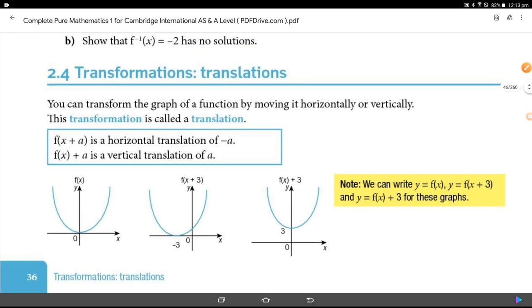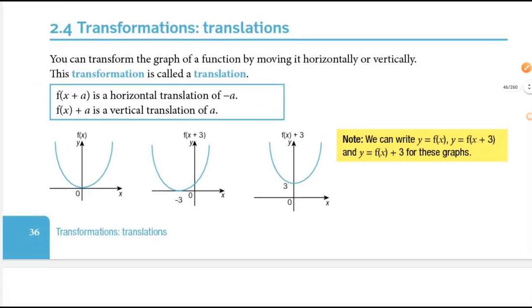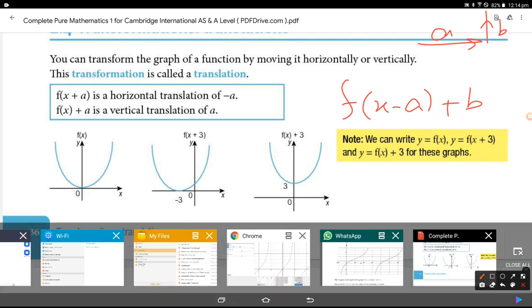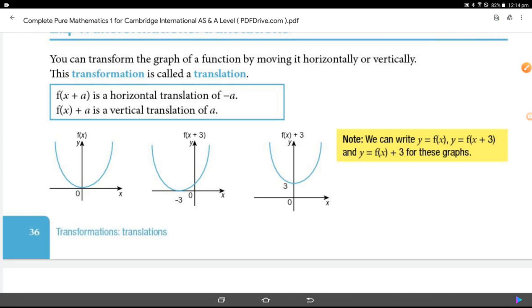How come, sir? Look here, I'm going to show you. For example, f(x - a) + b. So common sense, what is happening? This is negative, it means it will go right by a, and this b is positive, so upward by b. So now I come to a question we have here.